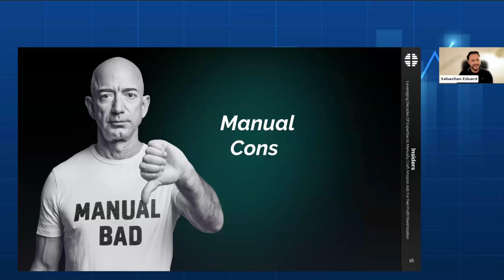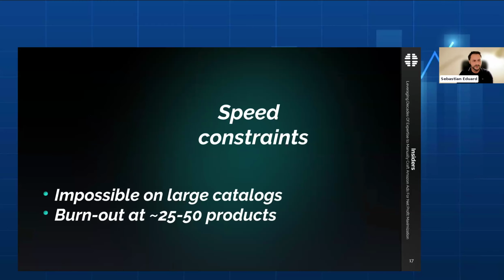But at the same time, there are trade-offs. Let's go into the manual ones. Manual speed limitations are super real, especially for large catalogs. When you adjust hundreds of keywords simultaneously, humans just bottleneck.